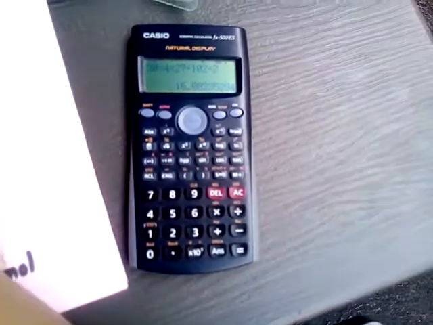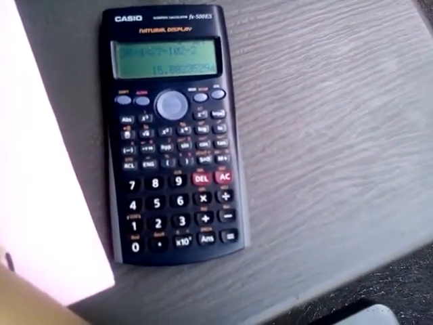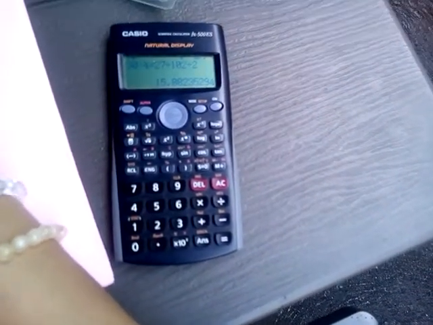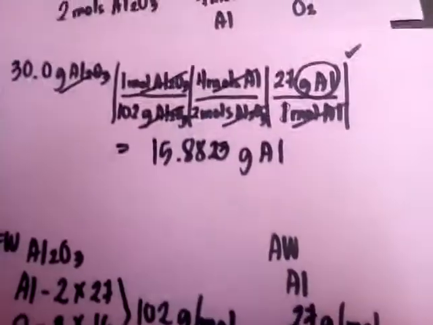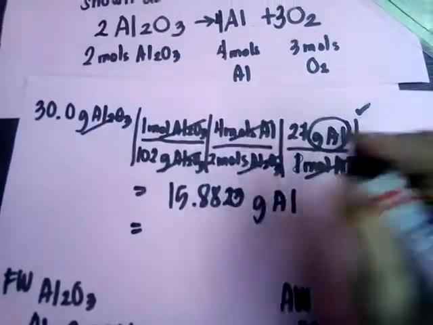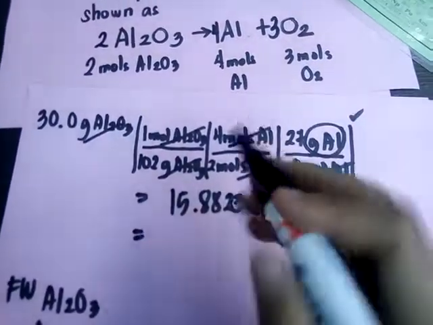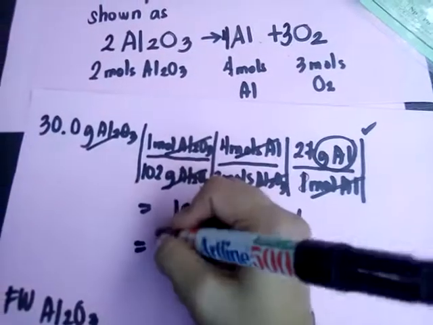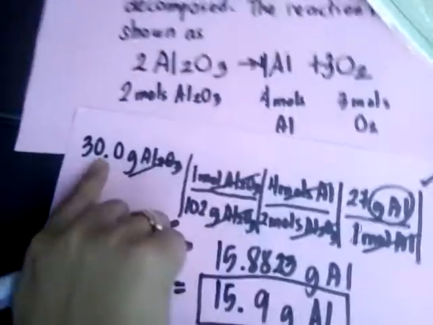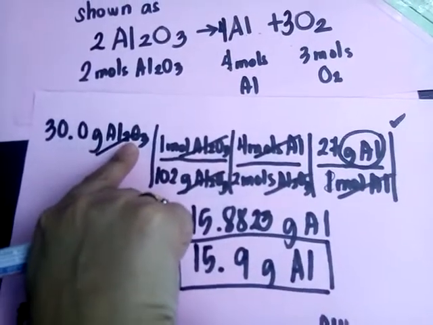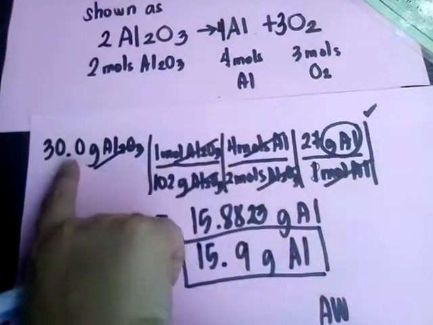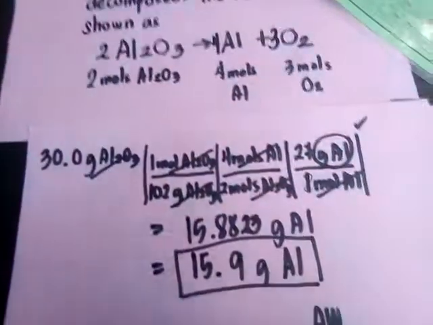15.8823 grams of Al. Alright? So 15.8823. Now, let's express that in correct number of significant figures. So since we have 3 SF here, we should have 3 SF here. So that would be 15.9 grams of Al. So meaning 30 grams of aluminum oxide will produce 15.9 grams of aluminum. So that is your mass to mass conversion.